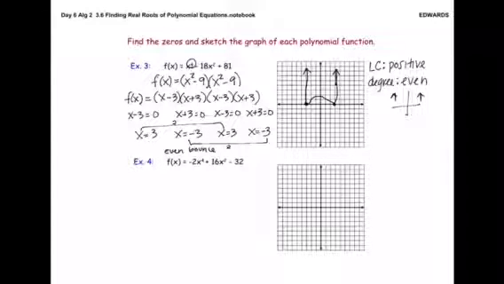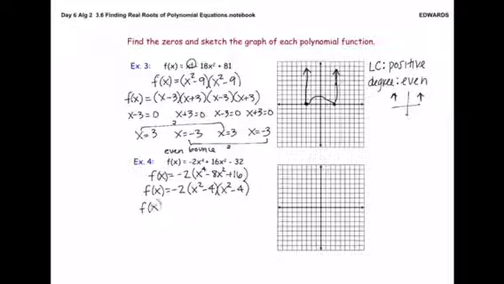Looking at example 4, f of x equals negative 2x to the 4th power plus 16x squared minus 32, I notice that I can factor a negative 2 out of this. When I factor out the negative 2, the remaining trinomial is x to the 4th minus 8x squared plus 16. I then can factor that further because it's a perfect square trinomial. And the two factors are x squared minus 4 times x squared minus 4. I then recognize that those are the difference between two perfect squares. So I have x minus 2 times x plus 2, x minus 2 times x plus 2.